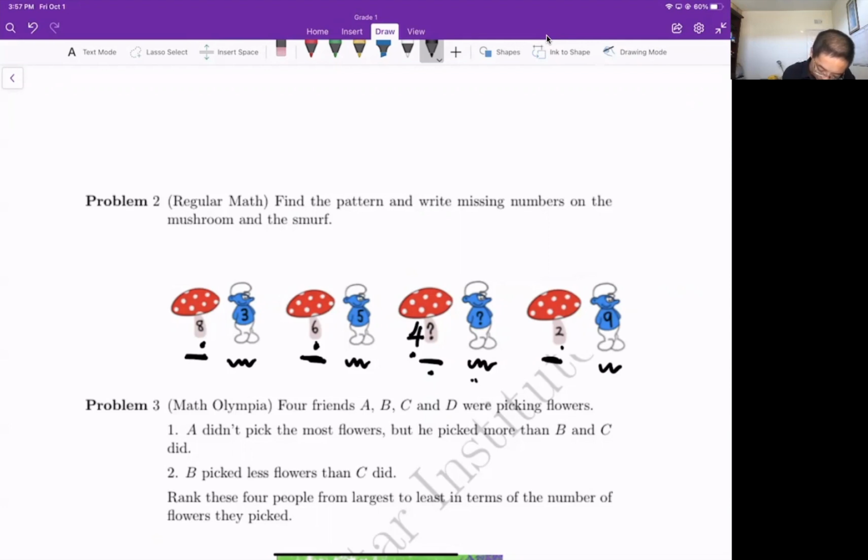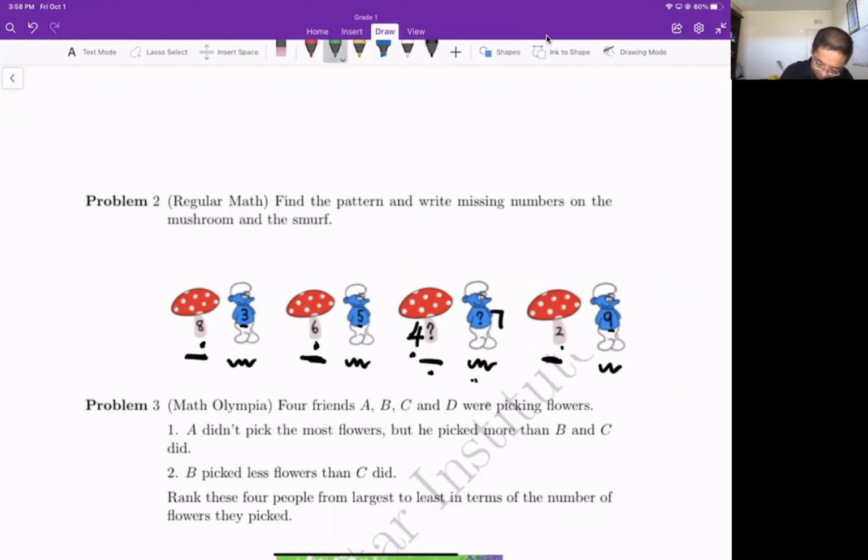We have 3, 5, and 9. So 3, 5, 9. What number should I put in the middle so that we have a pattern? Here it is similar. 3 to 5, it goes up by 2. So if it goes up by another 2, let's put a 7 here, right?